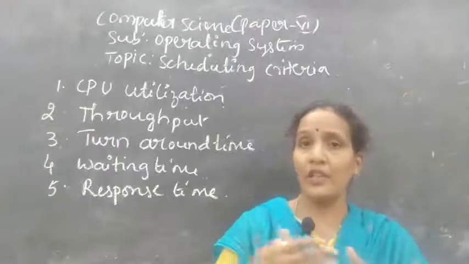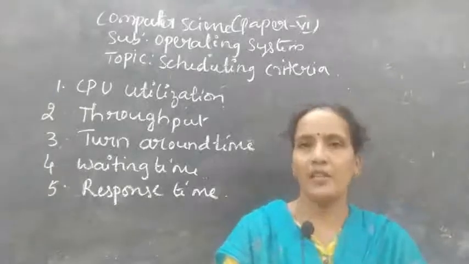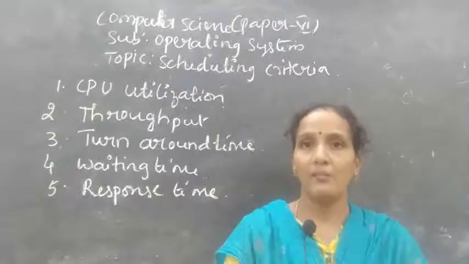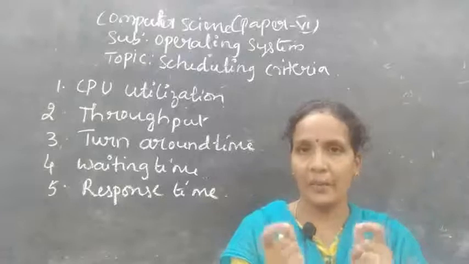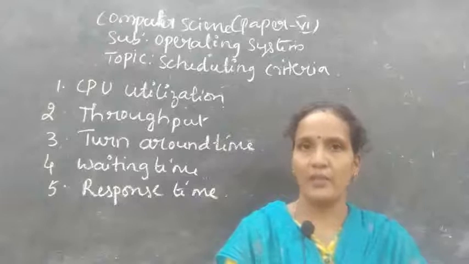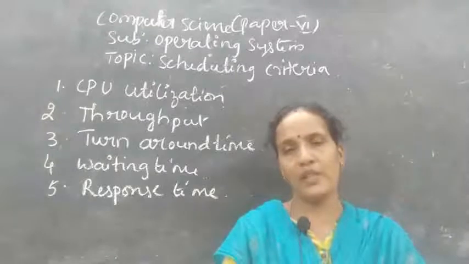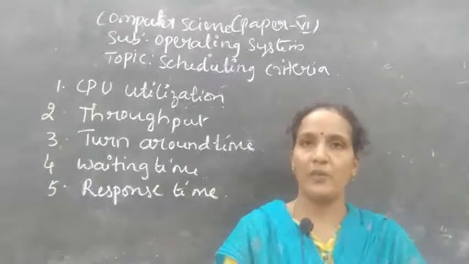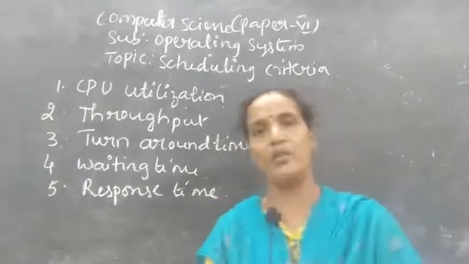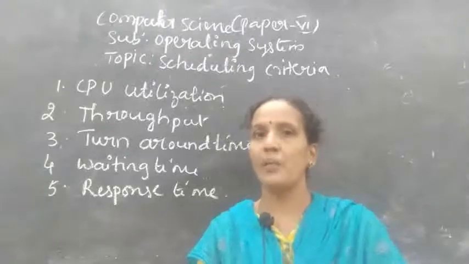The range of CPU utilization is from 0 to 100 percent, but in a real-time system the CPU is busy from 40 to 90 percent. Ideally, the CPU should be 100 percent busy. So whatever algorithm you select, that algorithm should keep the CPU as busy as possible. That comes under CPU utilization.